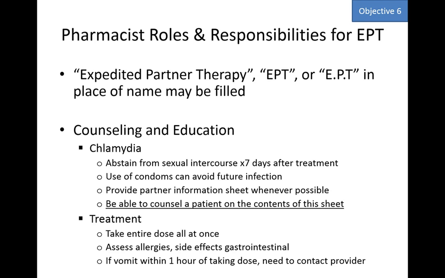Some other counseling points would be to counsel patients to take the entire treatment course. So if they're doing azithromycin, to make sure that they take the full dose. If they're taking doxycycline, to complete the 7-day course of treatment. And then making sure that we're assessing their allergies and then counseling them on the possible GI effects. And this is important because if patients vomit within an hour of taking the medication, they should be contacting their provider because they haven't really absorbed the medication and it won't be effective.